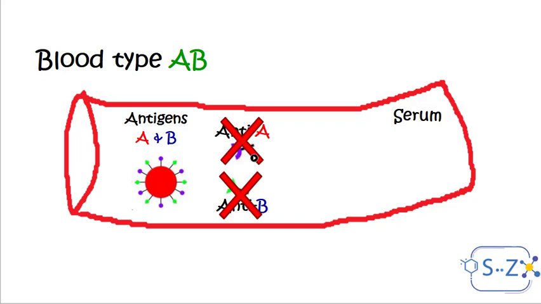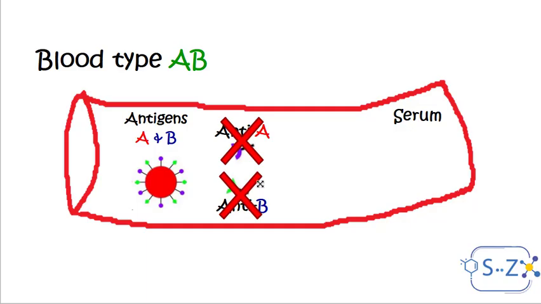Why? Because if he had anti-A, the anti-A antibodies would bind to the antigen A and cause agglutination. Even if he doesn't have both at the same time, even if he has only, for example, anti-B, the anti-B will bind to the antigen B on the red blood cells and lead to agglutination. So this person of blood type AB should not have any antibody, neither anti-A nor anti-B, or it will lead to agglutination.